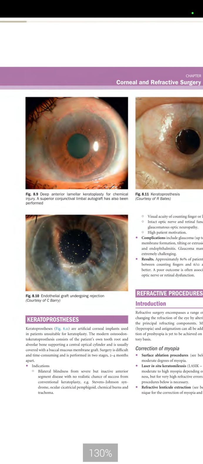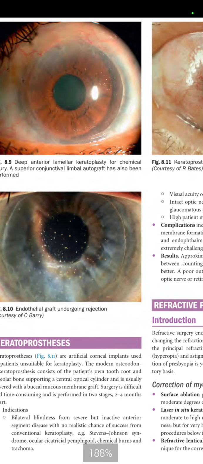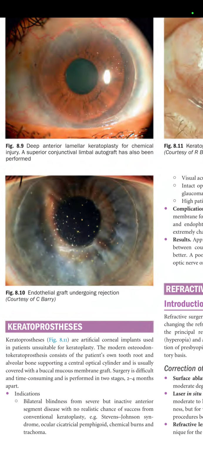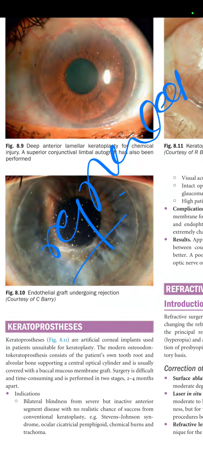So what are the indications of keratoprosthesis? Bilateral blindness from severe but inactive anterior segment disease with no realistic chance of success from conventional keratoplasty, for example, Stevens-Johnson syndrome, ocular cicatricial pemphigoid, chemical burns, and trachoma. So, when you cannot replace a scarred cornea due to a number of reasons, like the cornea is severely scarred, opacified, and the whole cornea is involved, then you go for keratoprosthesis.